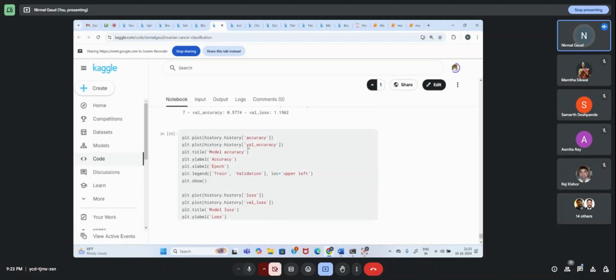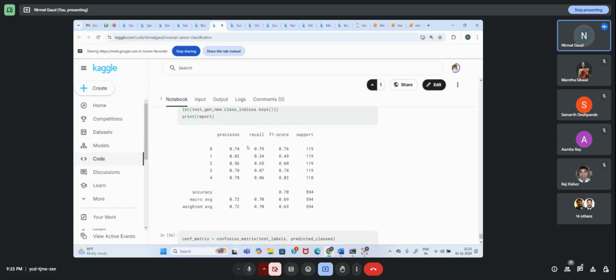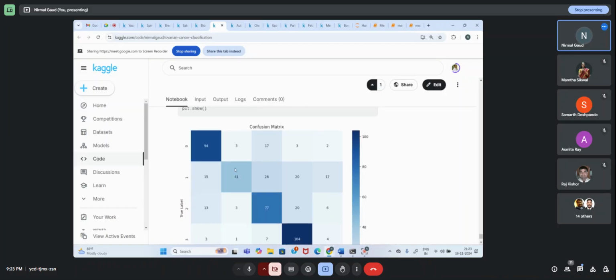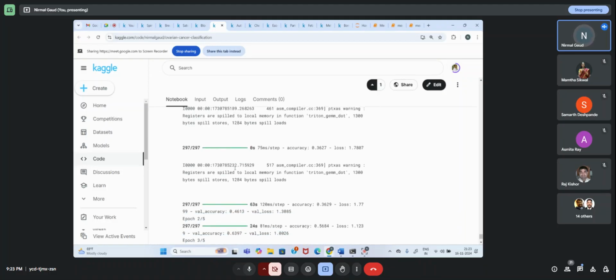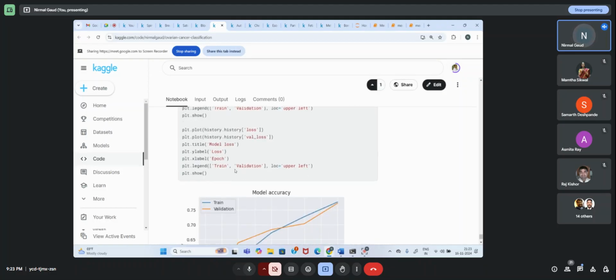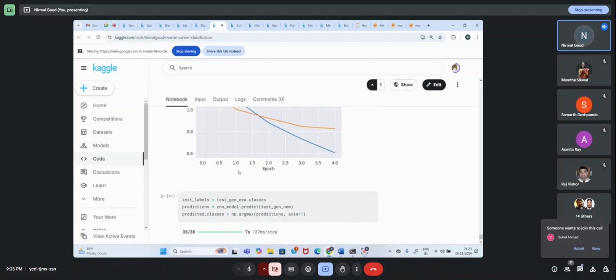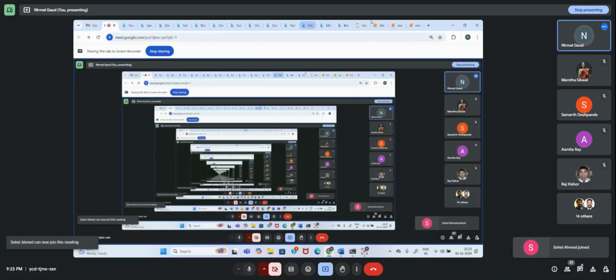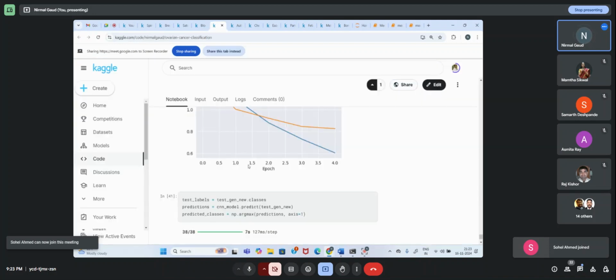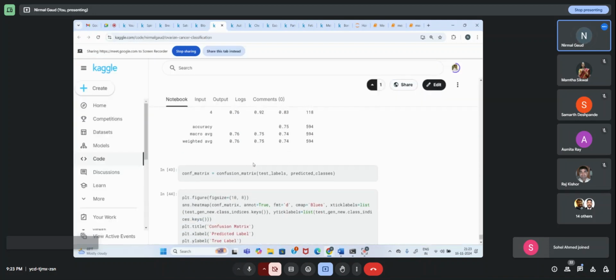And apart from that, with differential attention, these are the scores I'm getting: 70% accuracy. Without differential attention, using multi-head, I'm damn sure you can increase this score to 80 to 90. Definitely you can increase this score to 90%. Ovarian cancer.